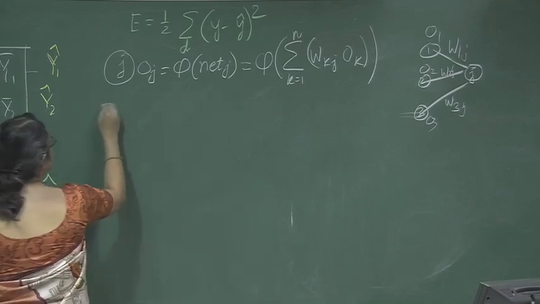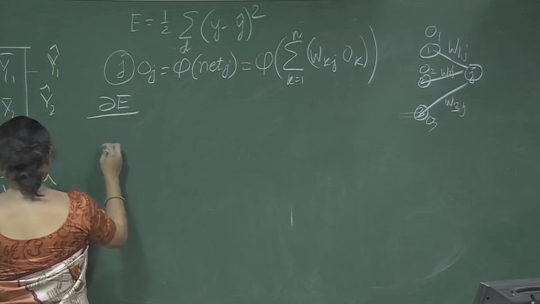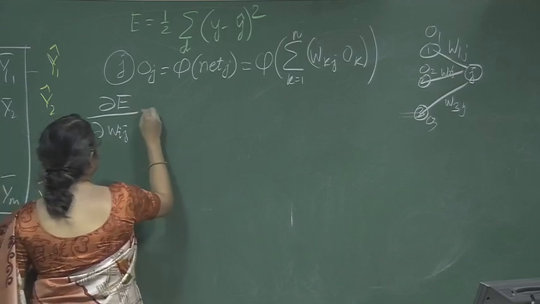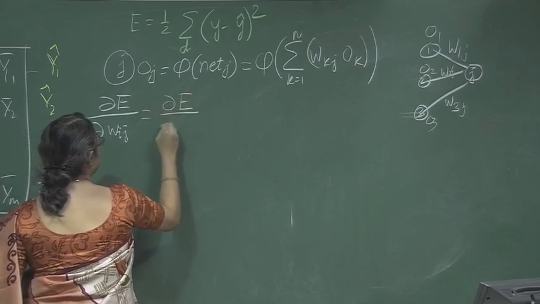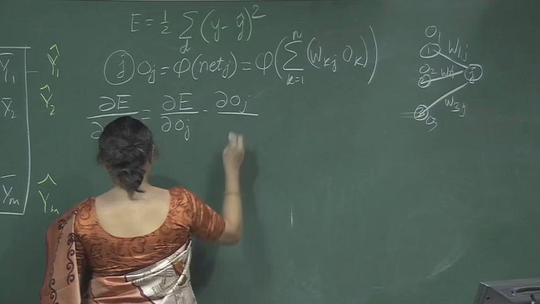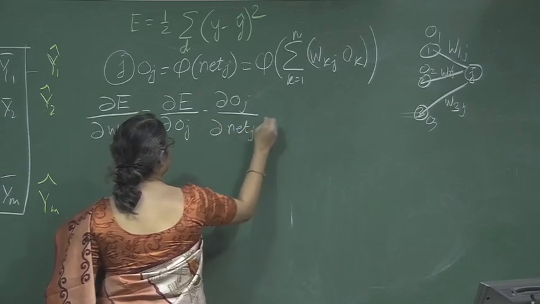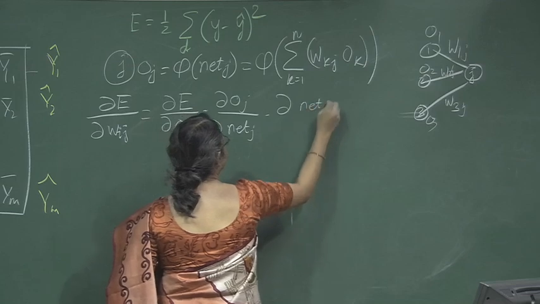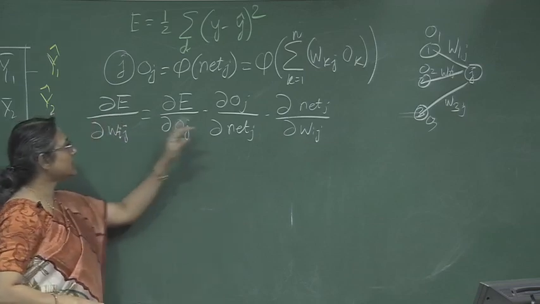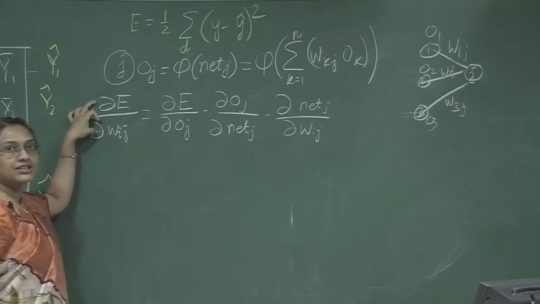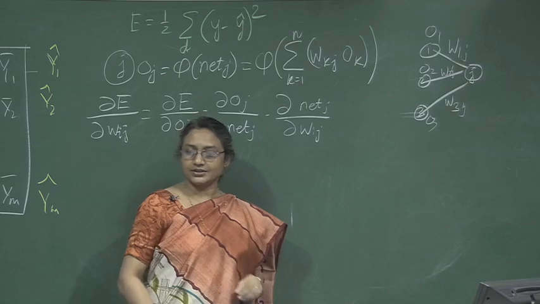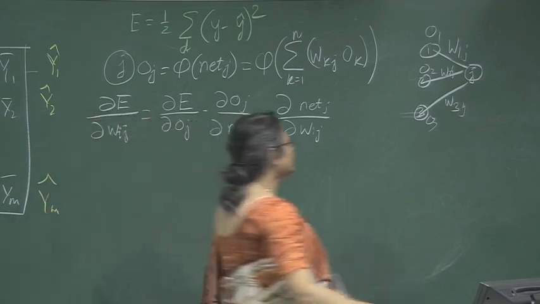Now, if we want to find the partial derivative of the error with respect to wij, we get del E by del wij equal to del E by del Oj, times del Oj by del net j, times del net j by del wij. We have used the chain rule to write the partial derivative of the error with respect to wij as the product of these three partial derivatives, to make the computation simple for us.